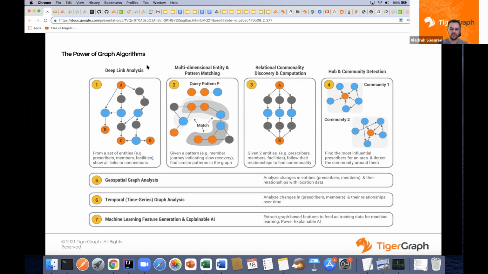With TigerGraph, really the foundation is to be able to do this kind of complex pattern mining and matching, complex community detection, especially from a temporal perspective. To be able to do all of that, you need to go deep into your data, multiple hops deep, right? When we think of this from a relational perspective, it could be multiple self joins into the tables, right?